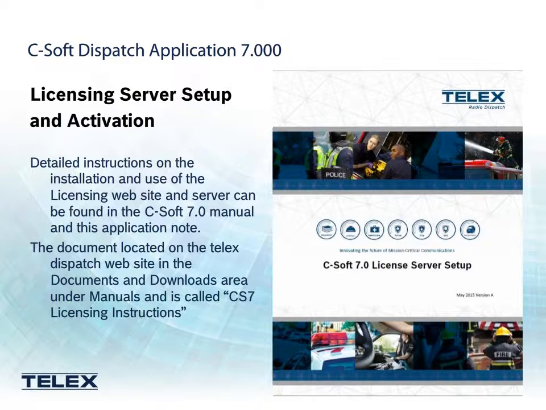Detailed instructions on the installation and use of the licensing website and server can be found in the CSOF manual or this application note. The document is located on the Telex Dispatch website in the Documents Download area under Manuals and is called CSOF 7 Licensing Instructions.